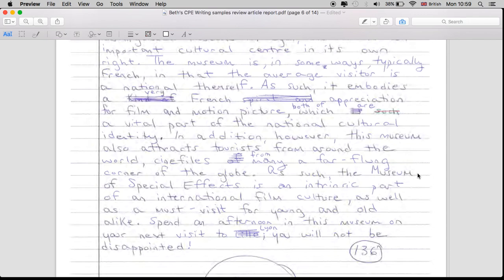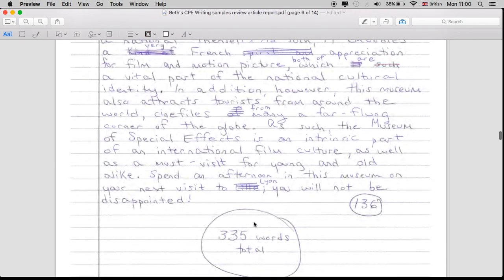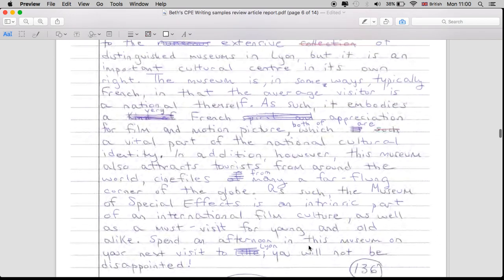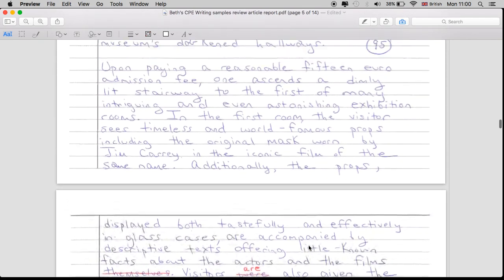As such, the Museum of Special Effects is an intrinsic part of an international film culture, as well as a must-visit for young and old alike. Spend an afternoon in this museum on your next visit to Lyon; you will not be disappointed. This is about 136 words. Oh, I did better this time. I got it down to 335 words in total. So, the more you practice, the better you get.